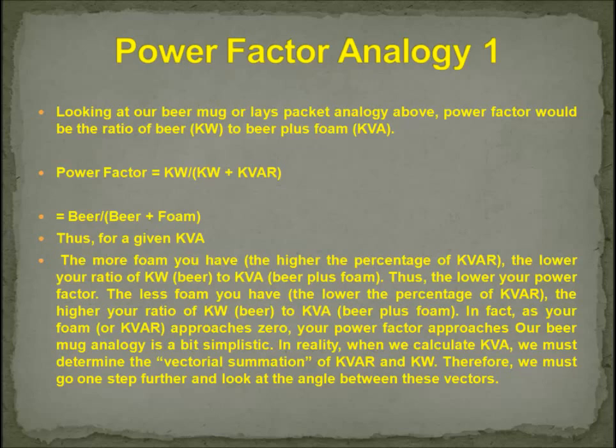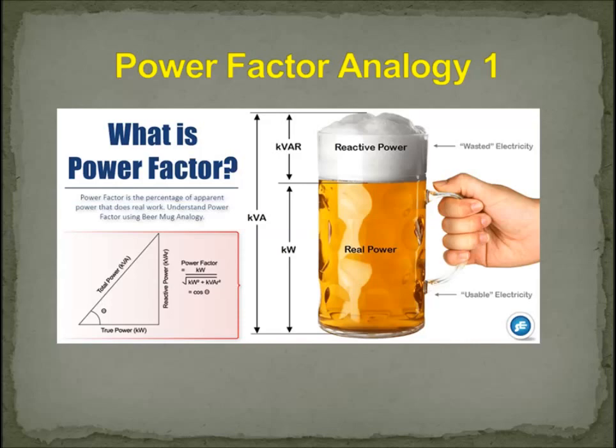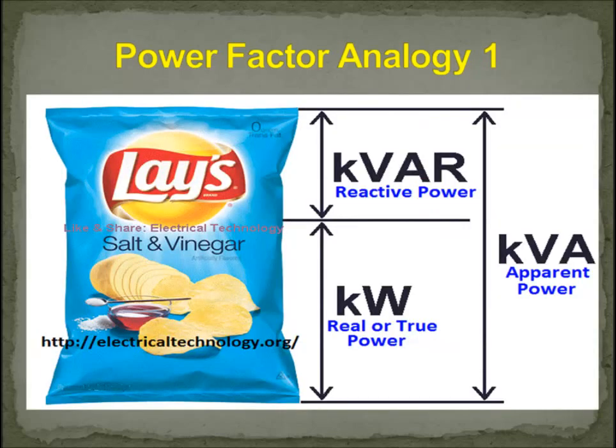Power factor equals kW over kVA, which equals beer over beer plus foam. Thus, for a given kVA, the more foam you have, the higher the percentage of kVAR, the lower your ratio of kW, beer, to kVA, beer plus foam. Thus, the lower your power factor. The less foam you have, the lower the percentage of kVAR, the higher your ratio of kW to kVA. In fact, as your foam, or kVAR, approaches zero, your power factor approaches 1.